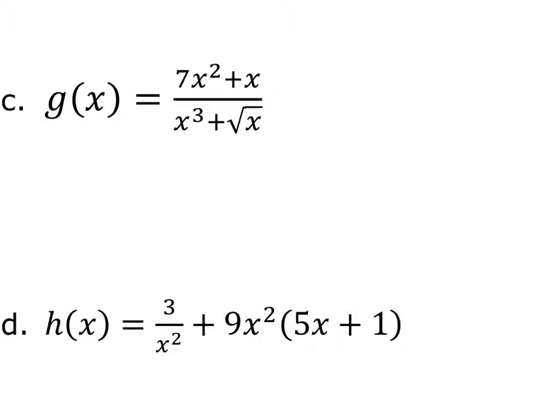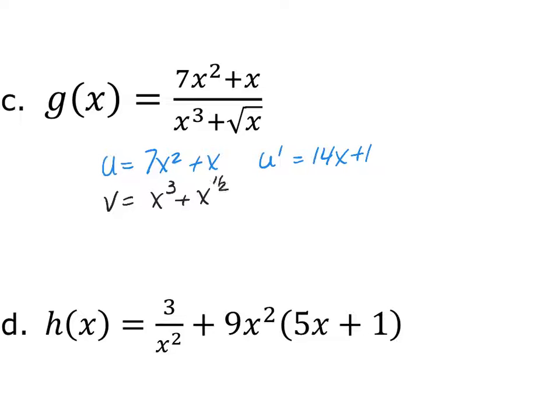I'm going to label u and v, okay? So u is my numerator, that's 7x squared plus x. U prime is going to be 14x plus 1, okay? And then v is going to be x cubed plus x to the 1/2. And then v prime is going to be 3x squared plus 1/2 x to the negative 1/2.